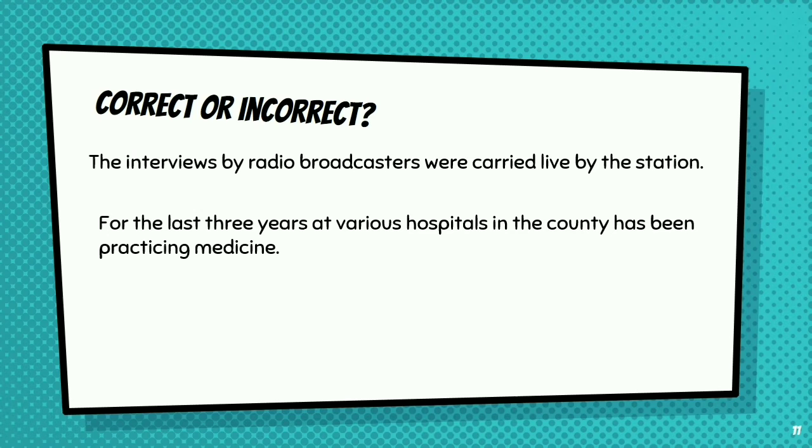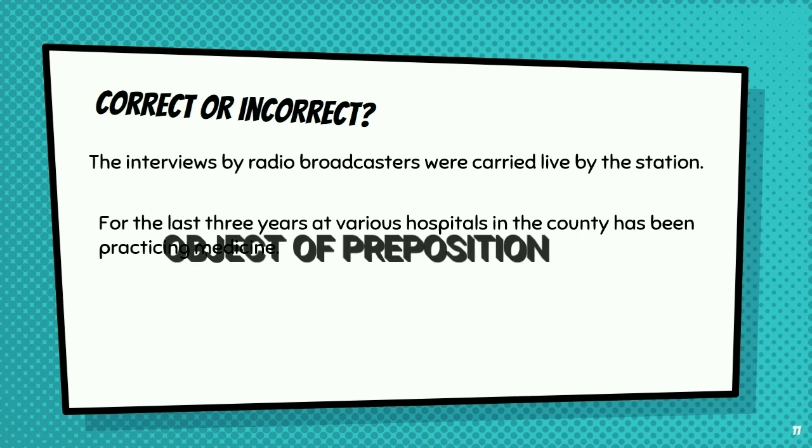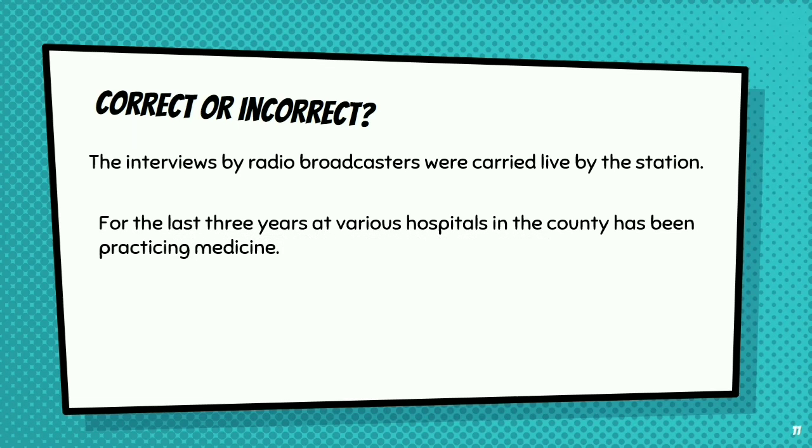Clear. Okay, number 2. For the last 3 years, at various hospitals in the country, has been practicing medicine. Please analyze. Is there any subject? No, ladies and gentlemen. The last 3 years is not a subject, but an object of preposition because it is put after the preposition for. Various hospitals and also the country are not the subject because they are put after the prepositions at and in. So this sentence is incorrect. Even though it has a verb, namely has been practicing, it's still incorrect, missing the subject.